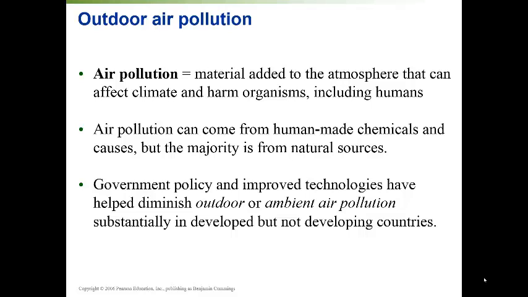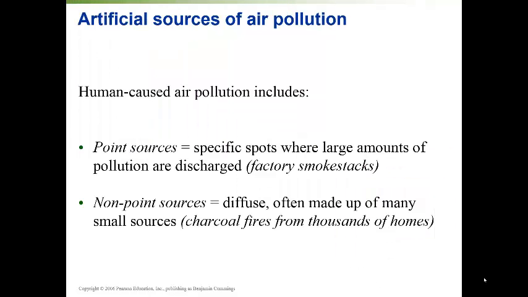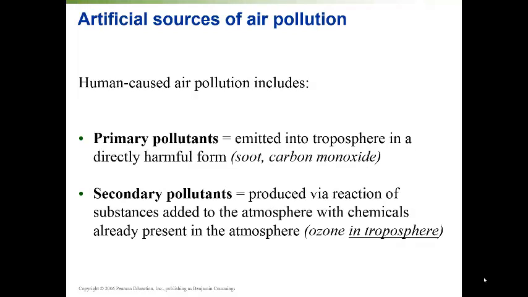All right, let's talk about air pollution. Air pollution simply is material added to the atmosphere that can affect climate and harm organisms like us, plants, animals. There are natural sources of air pollution, like these three: dust, volcanoes, and fires. And also there are human-caused, man-made chemicals that we put into the air, like when we burn fossil fuels, for our fireplace, or for burning leaves, or burning coal in order to run factories that manufacture and build things. Those all put chemicals in the air, causing air pollution.